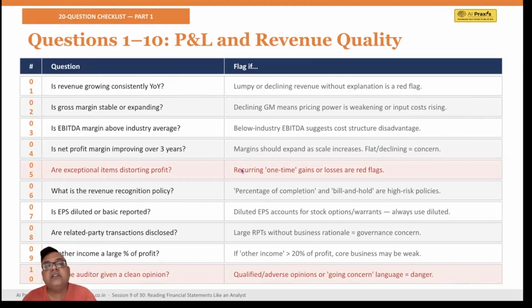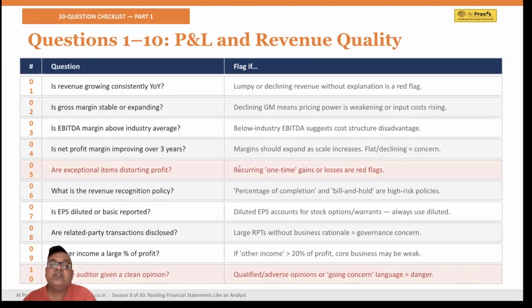The next question is, is gross margin stable or expanding? Right. If gross margin is declining, it may mean pricing power is weakening or input costs are rising. The third question is EBITDA. Is EBITDA margin above the industry average? If it is below, it suggests that the company has a cost disadvantage compared to competitors. The next question is, is net margin improving over the last 3 years, in fact?